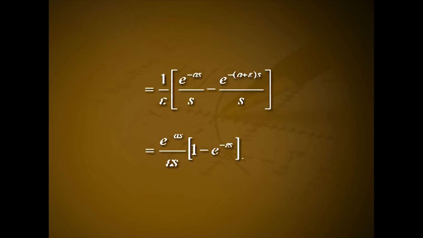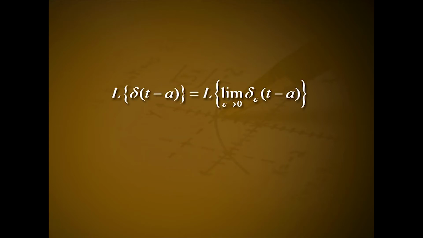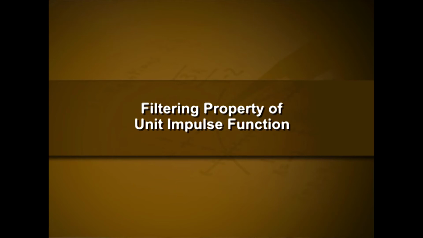Hence, L of delta of t minus a is equal to L of limit as epsilon tends to 0 of delta epsilon of t minus a, that is equal to e raised to minus as into limit as epsilon tends to 0 of 1 minus e raised to minus epsilon s divided by epsilon s, which is equal to e raised to minus as. In particular, if a is equal to 0, L of delta of t is equal to 1, and so L inverse of 1 is equal to delta of t. Filtering property of unit impulse function.